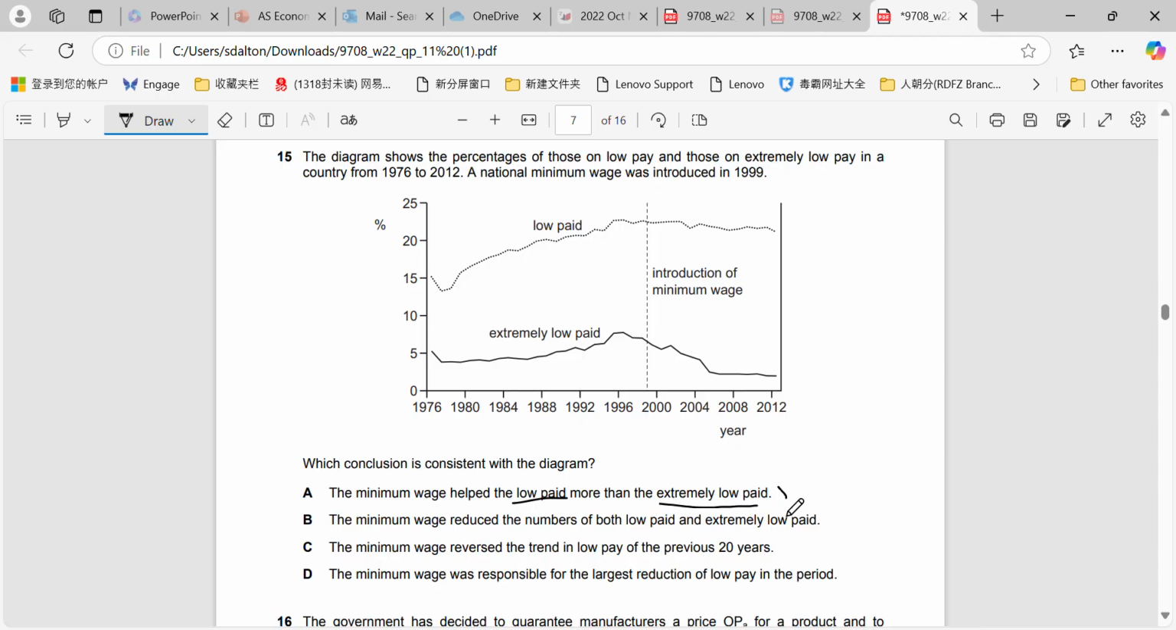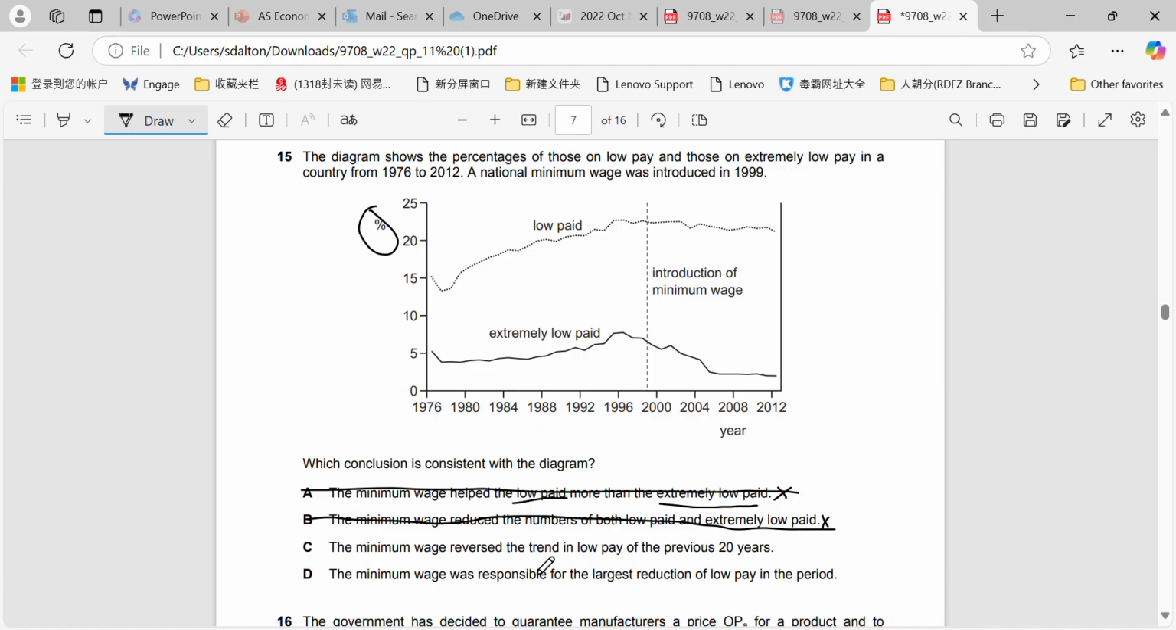Definitely not true. You can see here that the extremely low paid, the percentage of them, remember it's percentage represented here, has actually significantly decreased. So it's the opposite way around. Reduce the numbers of both low paid and extremely low paid. We can't conclude that from the diagram. We're only told the percentages of people. We're not told the actual amount.